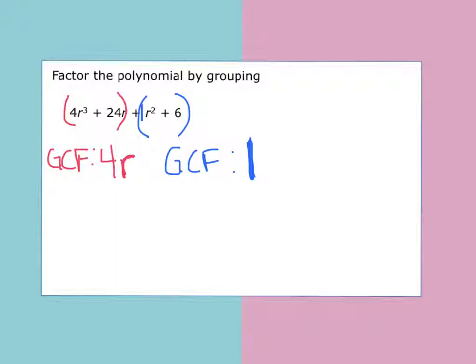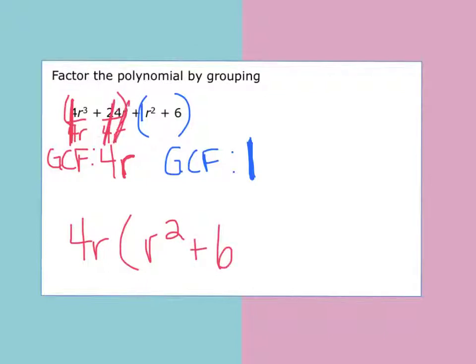So we got our GCFs. Now we're going to divide. So we'll divide the first by 4r and 4r, and we write it outside of our parentheses. And so now I get 4 and 4 divide out. That becomes 1. And then r to the third over r is r squared. And 24 divided by 4 is 6, so I'll put a plus 6. And the r's cancel out and reduce to 1. I kind of just crossed them out. There we go. And now we'll focus on the second part.